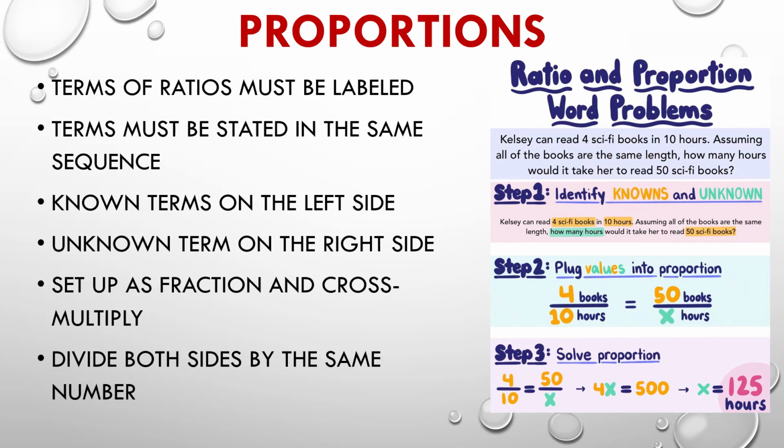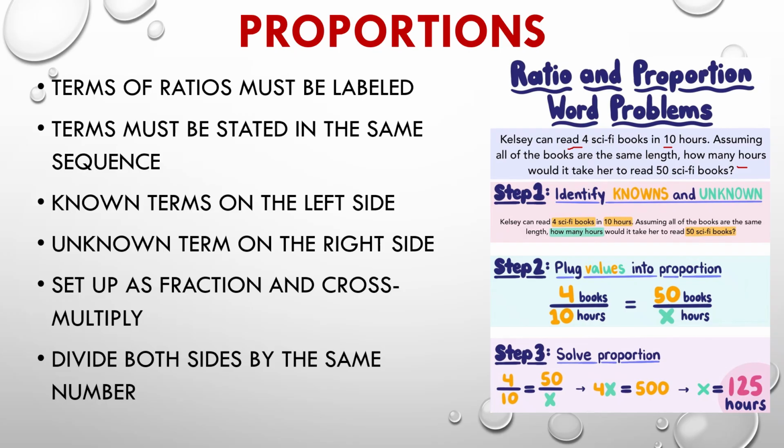So if we use the example over here, looking at ratios and proportions in a word problem. So here we have Kelsey. She can read 4 sci-fi books in every 10 hours. So assuming that all the books are the same length, how many hours would it take for her to read 50 sci-fi books? So we have a ratio we know, or proportion. So our ratio here is 4 and 10. So it takes 10 hours for every 4 books.